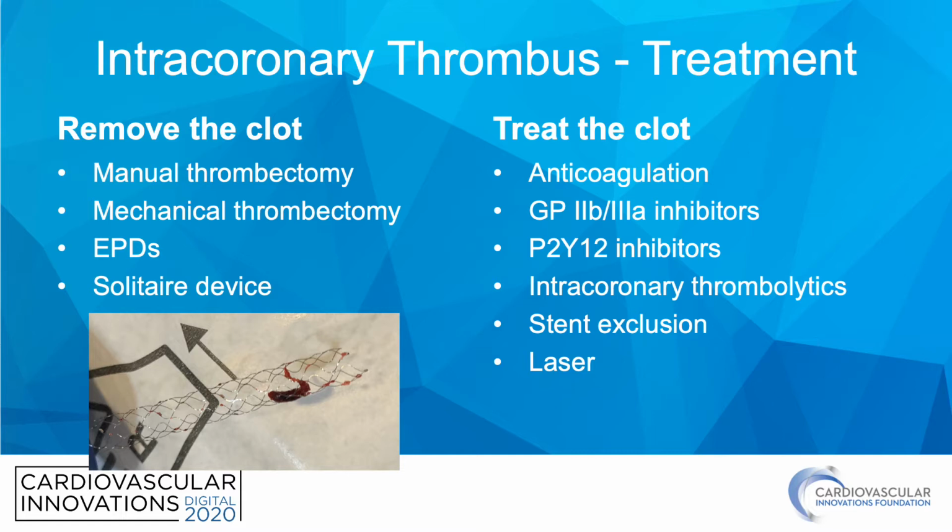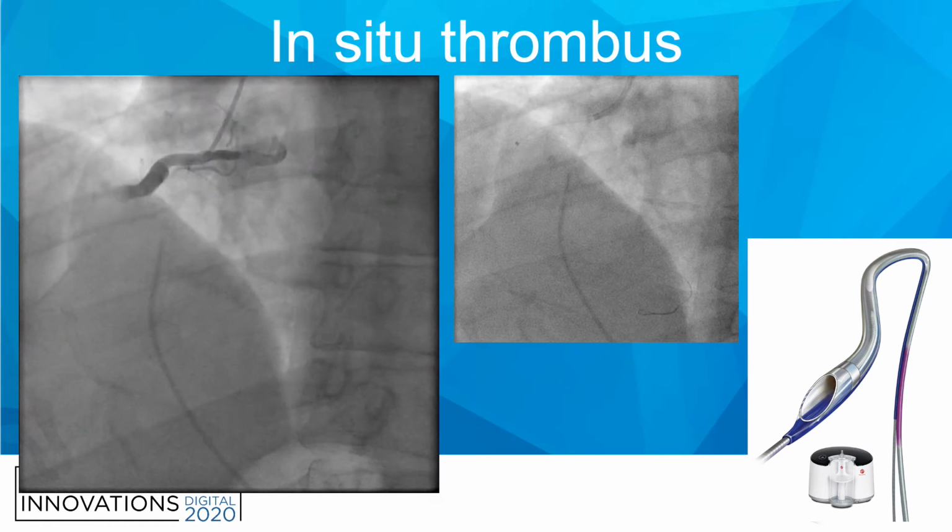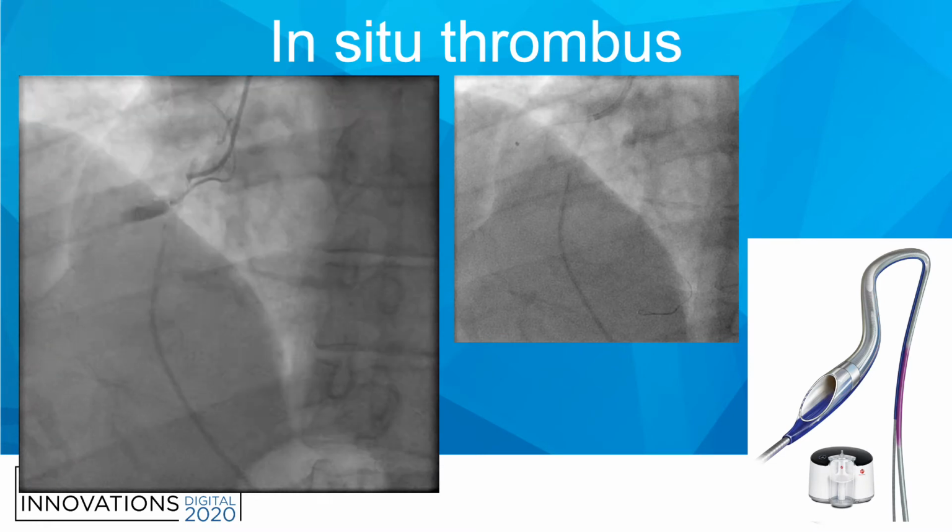Treating the clot obviously requires adequate anticoagulation. 2B3A inhibitors and P2Y12 inhibitors are also a mainstay if there's a significant amount of thrombus. Intracoronary thrombolytics have also been used at a dose of approximately 5 to 10 milligrams of intracoronary tPA or alteplase. Stent exclusion can be used for a stubborn thrombus that is not able to be removed, and laser atherectomy can also be helpful in ablating thrombus, particularly in vein grafts or in ectatic coronary arteries. Next, we're going to show a few cases of intracoronary thrombus and management of them.